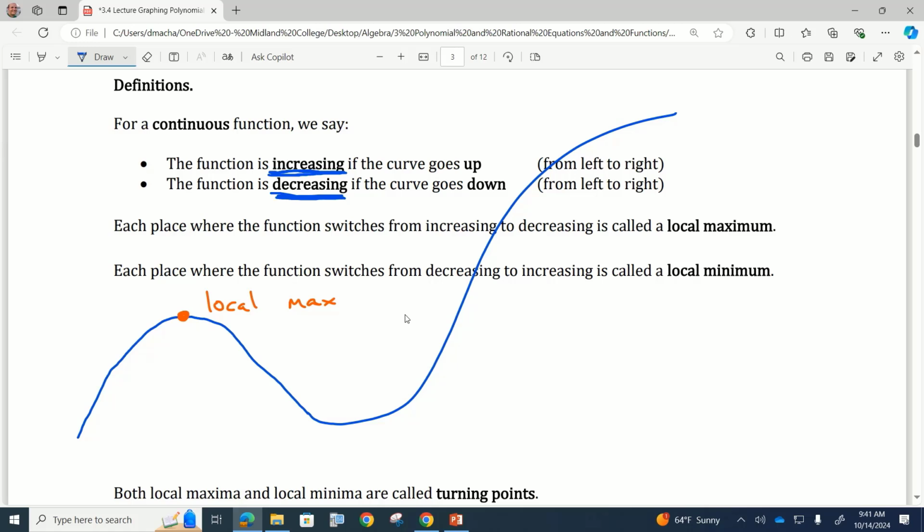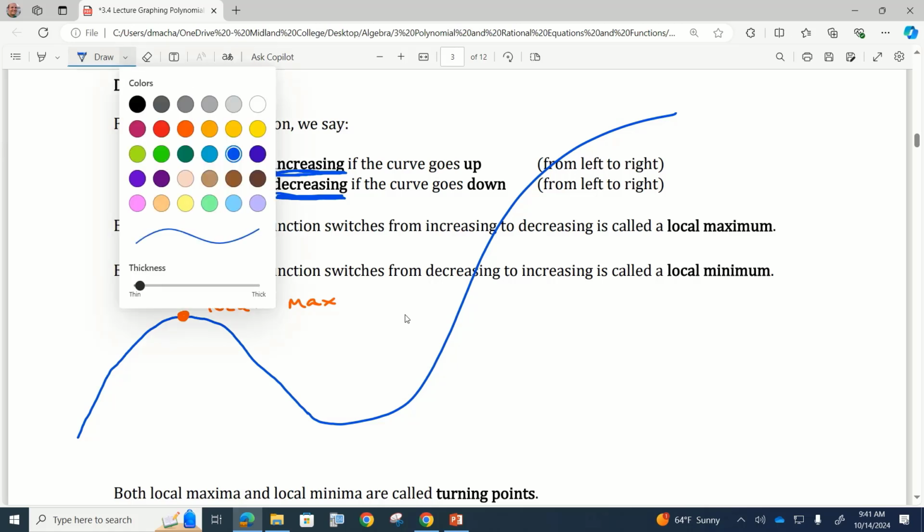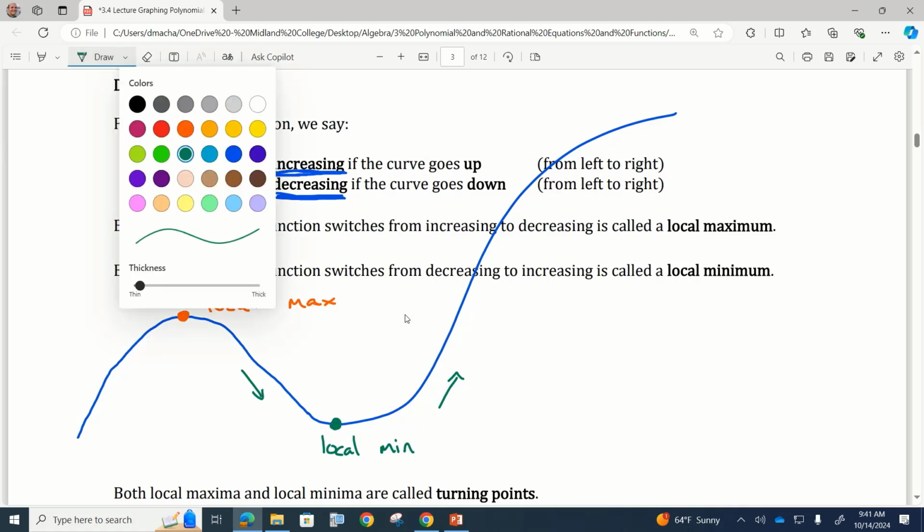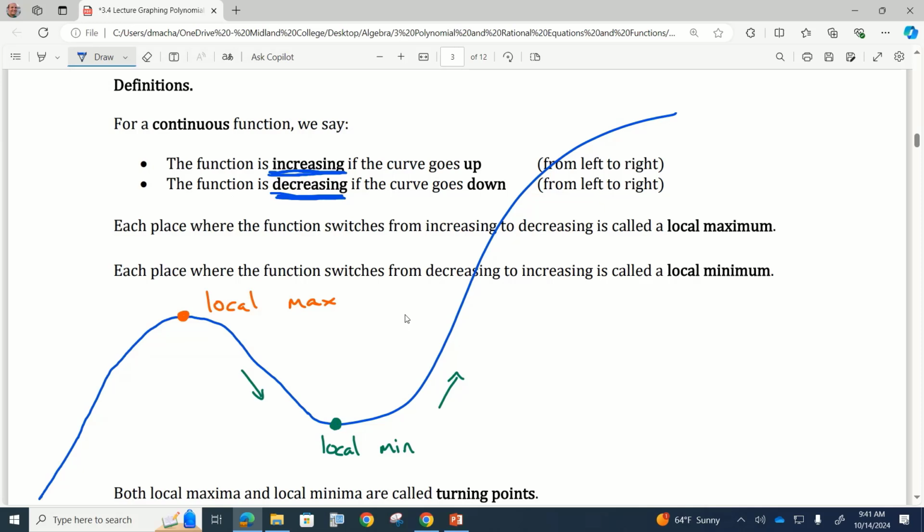Likewise, if a function is switching from decreasing to increasing, like right here, my function's decreasing and then it switches and starts to increase. This would be a local minimum. And it might be the case that your function has other places with an even smaller value, so it's not the absolute minimum. It's got smaller values over here, but at least within its little neighborhood it has the smallest value, so we call it a local minimum.